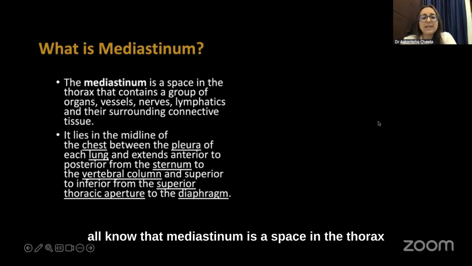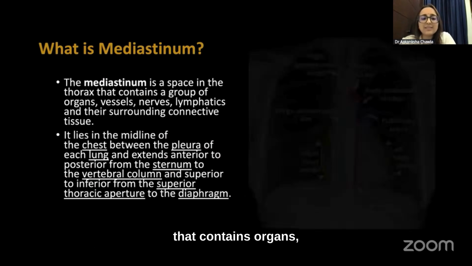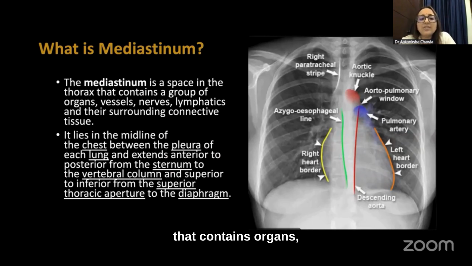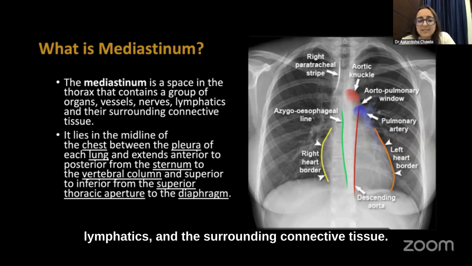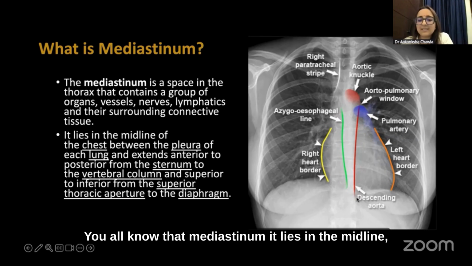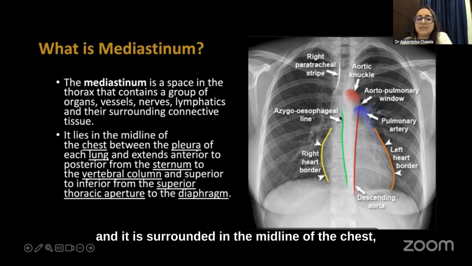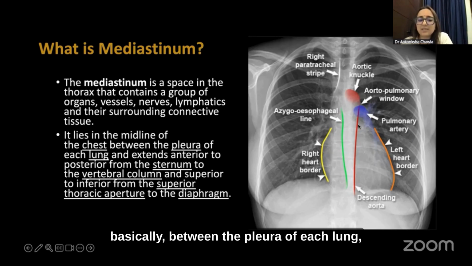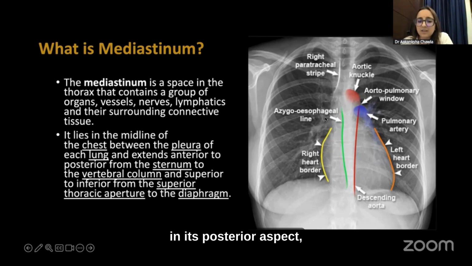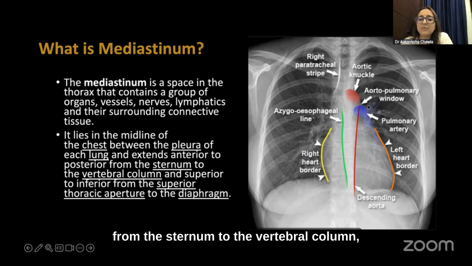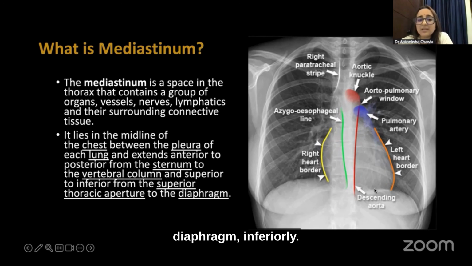We all know that the mediastinum is a space in the thorax that contains organs, vessels, nerves, lymphatics, and the surrounding connective tissue. You all know that it lies in the midline, right? And it is surrounded in the midline of the chest, basically between the pleura of each lung, extending anteriorly to posteriorly from the sternum to the vertebral column, and superiorly to inferiorly from the superior thoracic aperture to the diaphragm inferiorly.